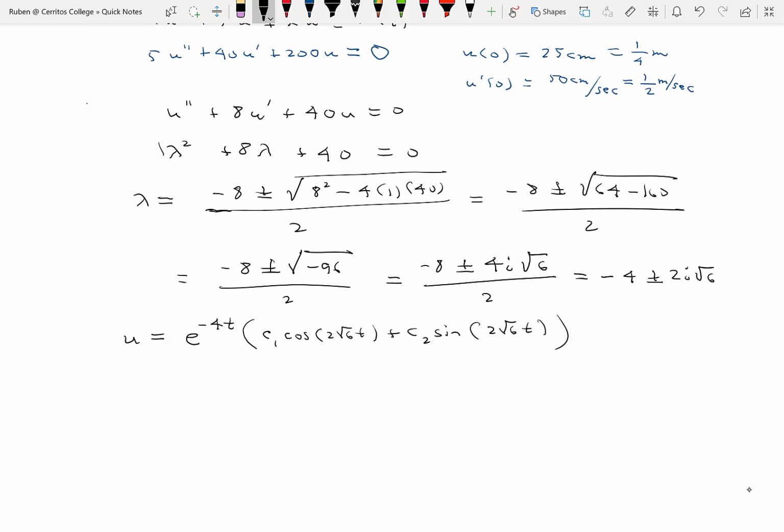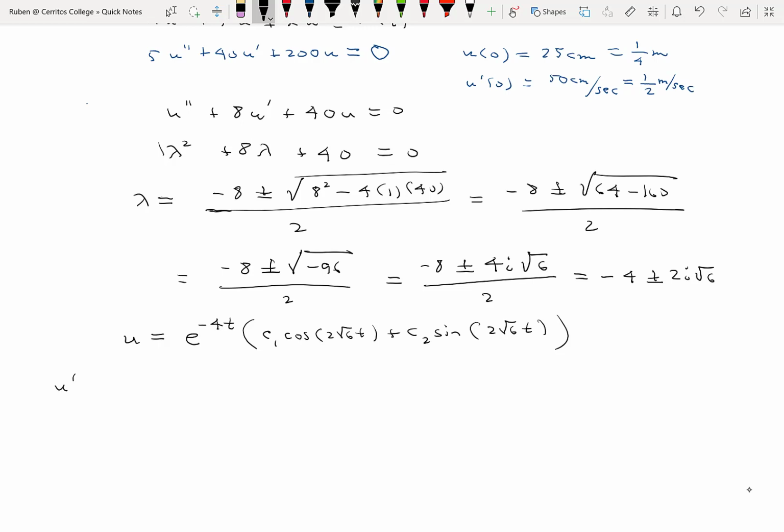Now let's determine the constants c1 and c2, and then we're done. A little bit of work to do. The initial conditions, one of them involves a derivative, so we're going to need to take the derivative of this guy. In fact, I think we'll do it now. So let's take a derivative. We're going to need it anyway.